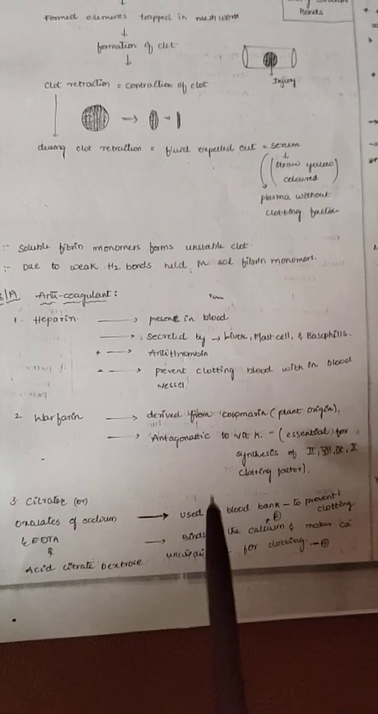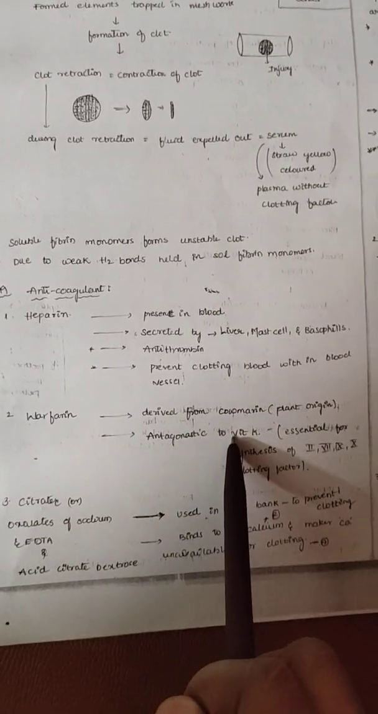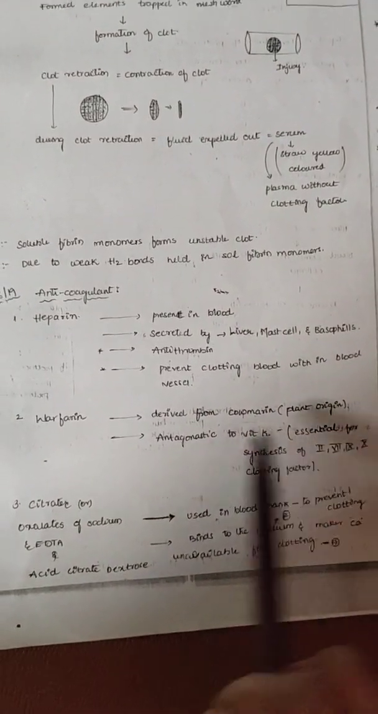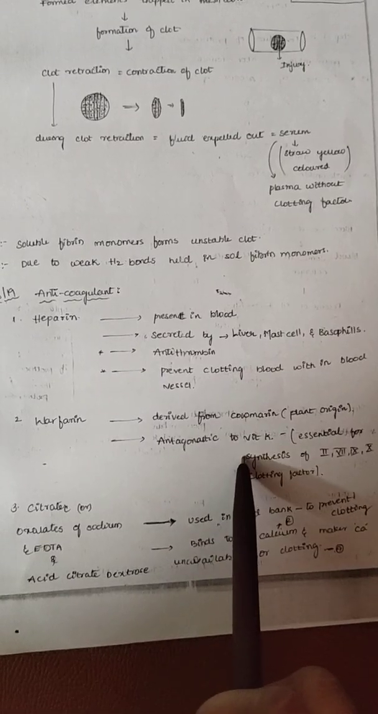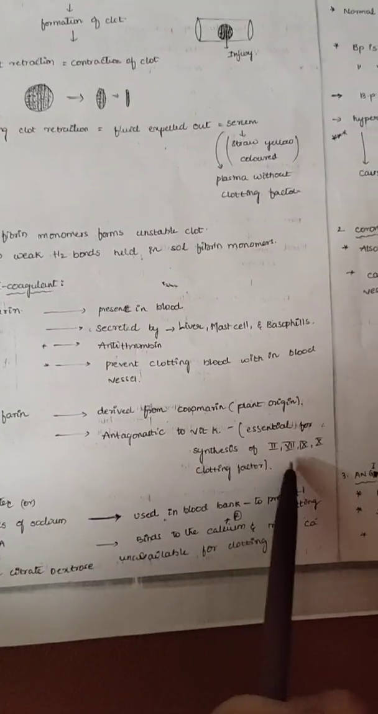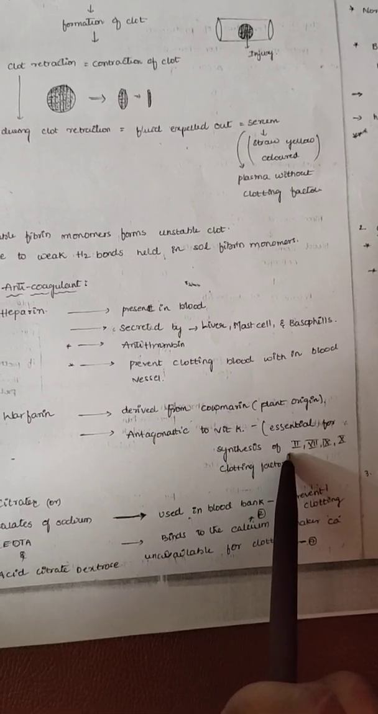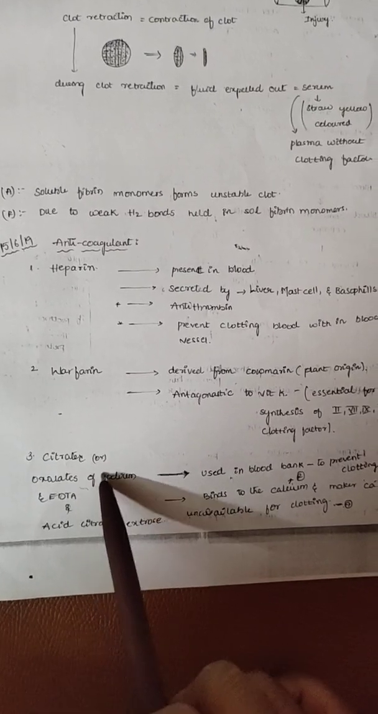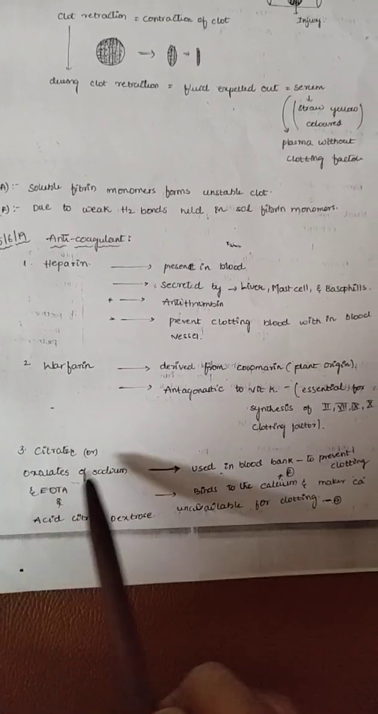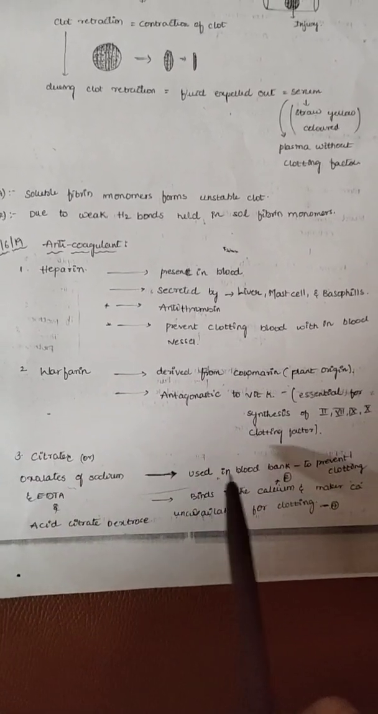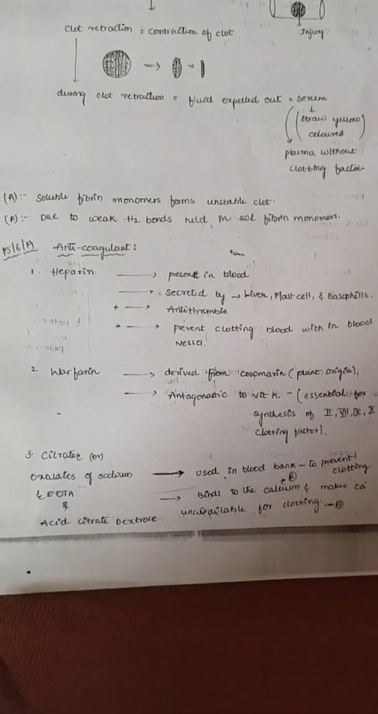Warfarin is derived from coumarin. It is of plant origin. It is antagonistic to vitamin K. It is mainly useful because vitamin K is essential for the synthesis of blood clotting factors 2, 7, 9 and 10. And then citrate or oxalates or sodium oxalates are used in the blood banks to prevent blood clotting.